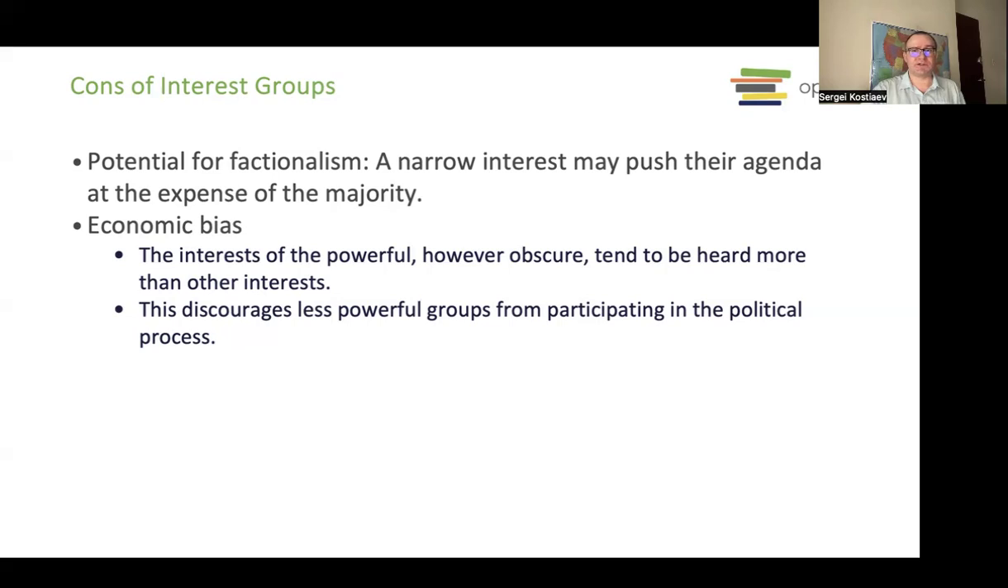It doesn't mean they have better policy outcomes. They don't always get what they want, but in terms of access, they do have more access than non-economic interest groups. And sometimes it creates this idea that, oh, everything is dominated by elites and we shouldn't be participating.